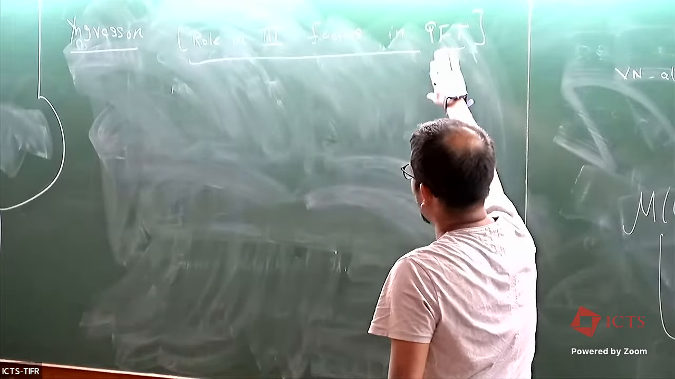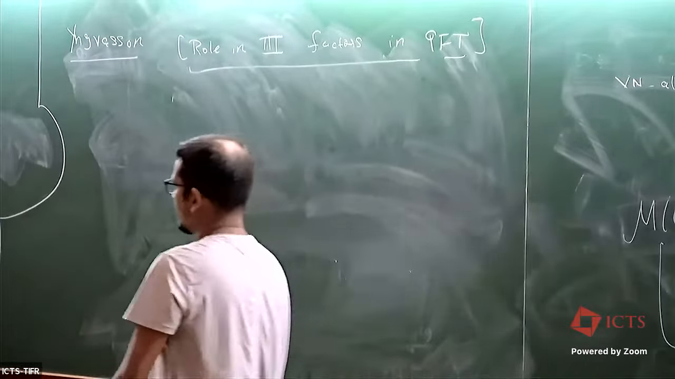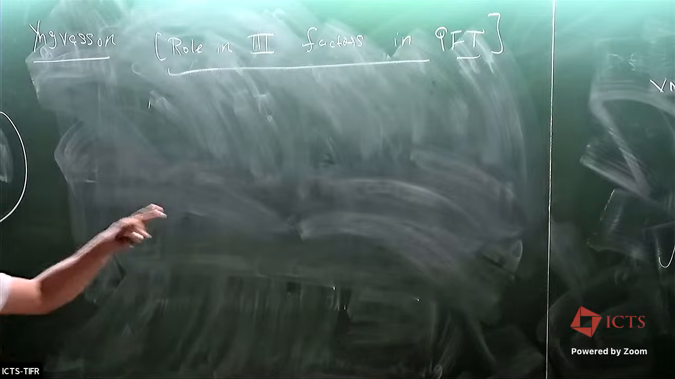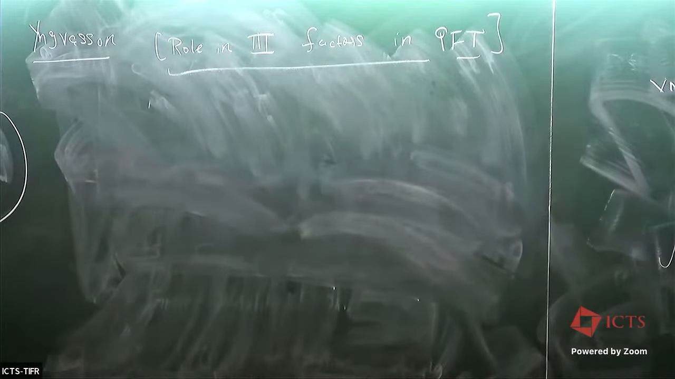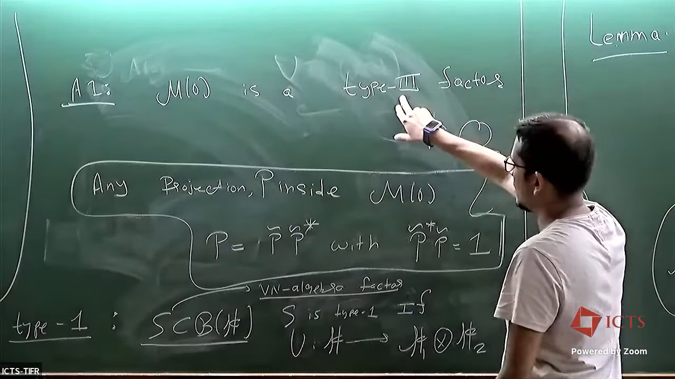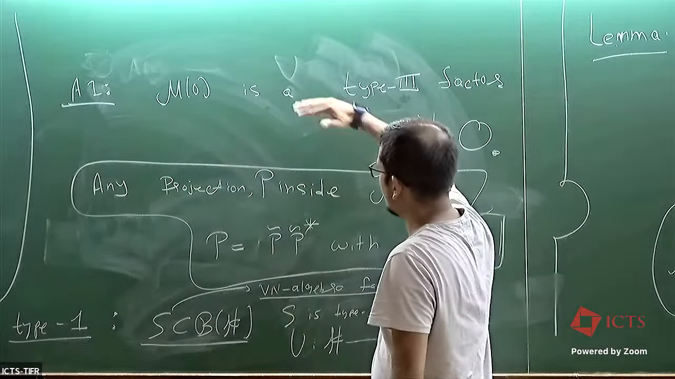So I will just give an argument that he gives to motivate why the algebras in relativistic quantum field theories cannot be type 1. But I should mention that this is not just an observation. This is a proof. The fact that the algebra is type 3 is actually a proof. So let me just give a brief history of this development also.